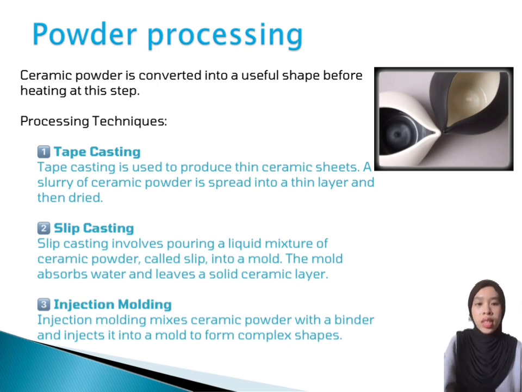The second one is slip casting, which involves pouring a liquid mixture of ceramic powder called slip into a mold. The mold absorbs water and leaves a solid ceramic layer. The last one is injection molding. Injection molding mixes ceramic powder with a binder and injects it into a mold to form complex shapes.